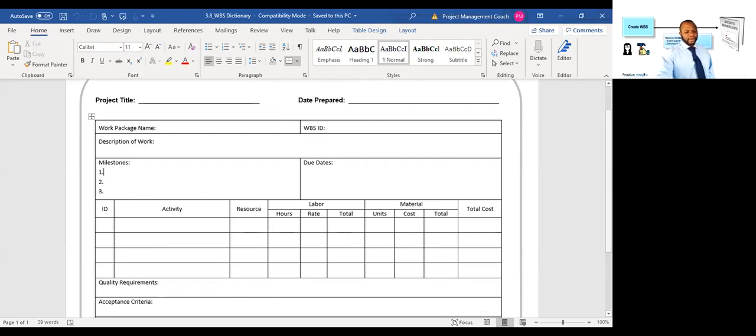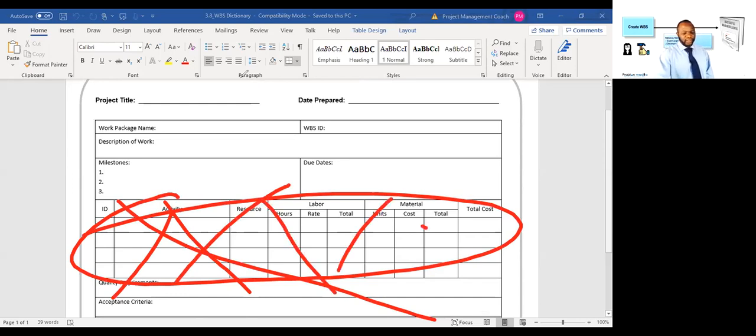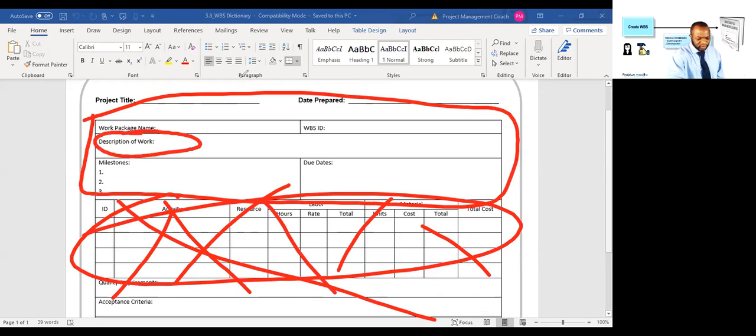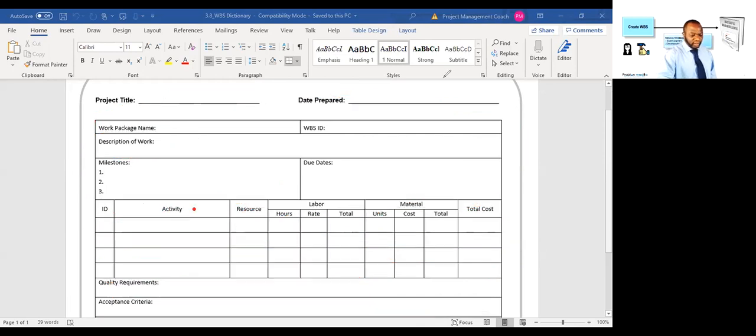You could say, all right, you know what? I'm not going to put in any activity information. This is excessive. No, not this. Just this. And really, what I'm looking for is a description of the work. All of this is excessive for my project. That's fine. And other projects, you're like, no, we need all this detail. This is all good. So again, it's something that you can tailor to your project. It really depends on you. All right, so that's a WBS dictionary.